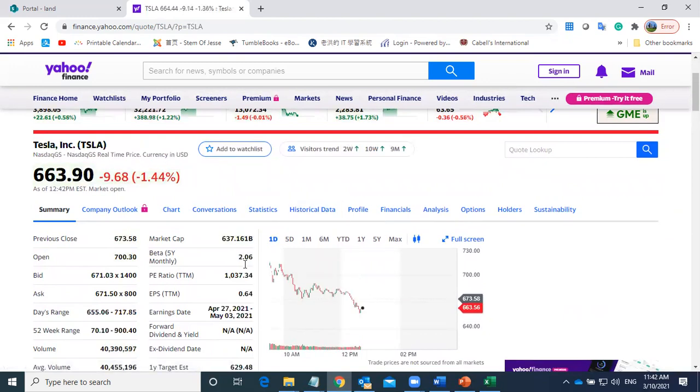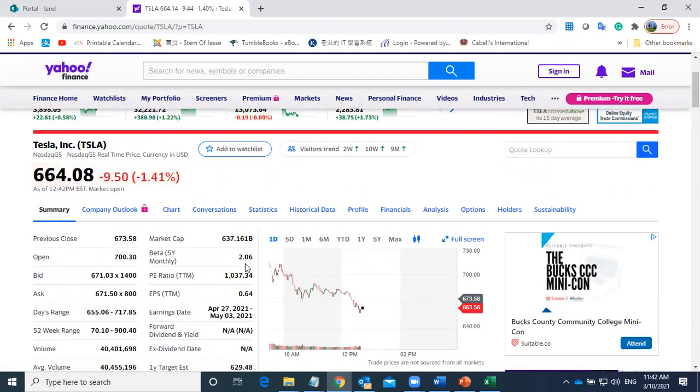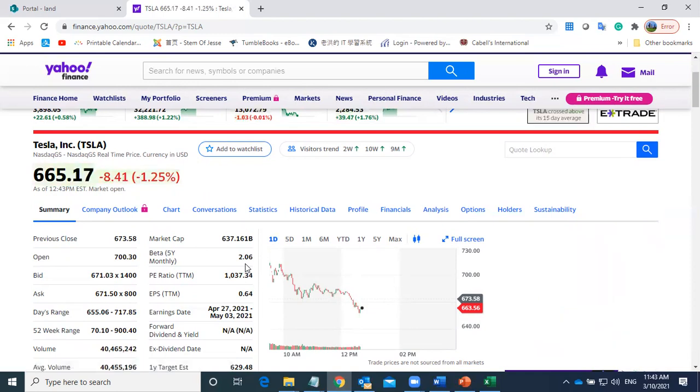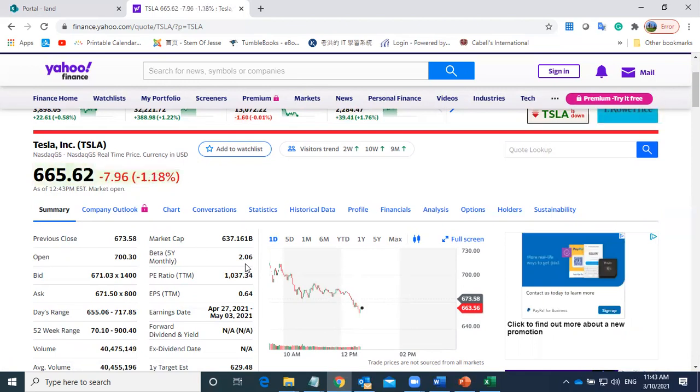You know, beta is 2, right? For Tesla, beta is 2. That means when the market return increases 1%, Tesla increases 2%. So the bigger the beta is, the more sensitive. Yeah, the more sensitive. So that's how you interpret beta.